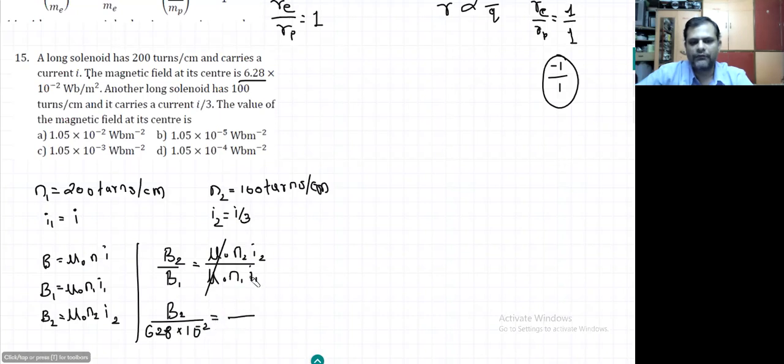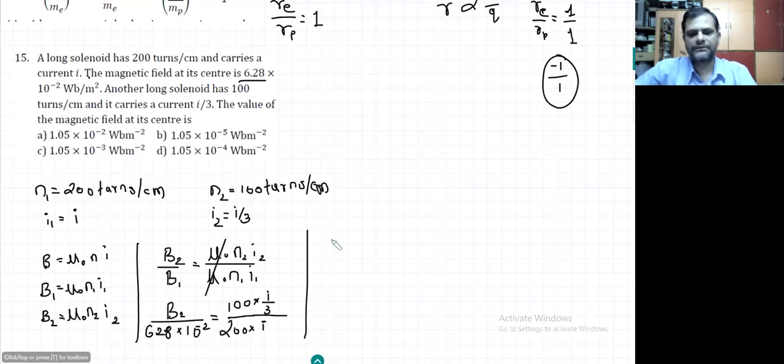And that is going to be equal to N2. N2 is going to be 100. And I2 is given to be I by 3 here. And N1 is actually 200. And current in the first solenoid is given to be I only. Yes, so if we solve this further, we get B2 is equal to 6.28 into 10 raised to minus 2 jo hai, wo us taraf chala jayega. Aur humko yahan pe 0, 0 cancel hone se ye bachega 1 upon 2 aur ye 1 by 3 or I cancel. So that means we are left with 1 upon 6 simply.